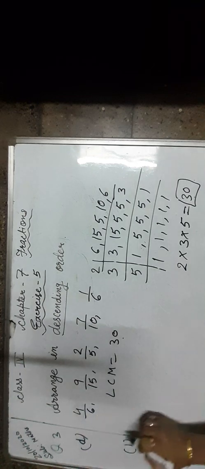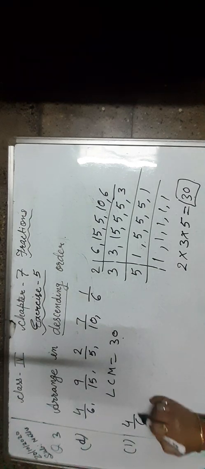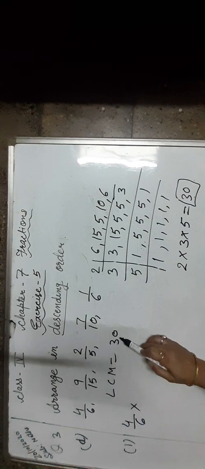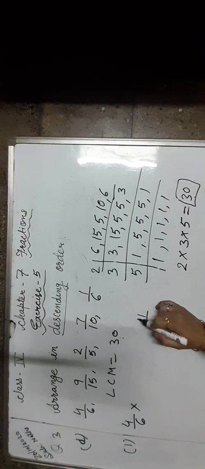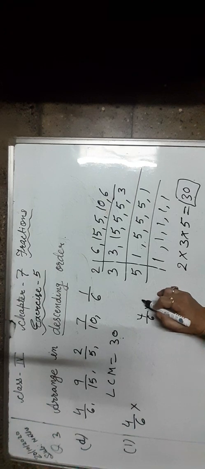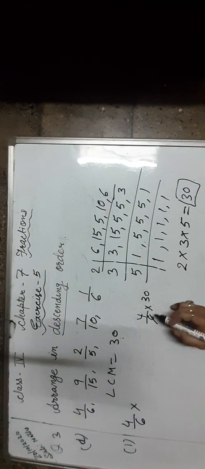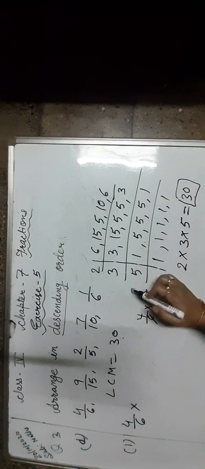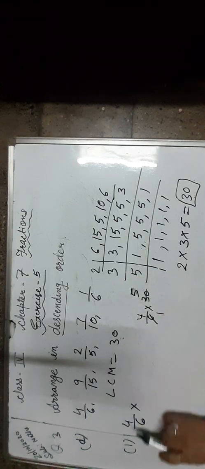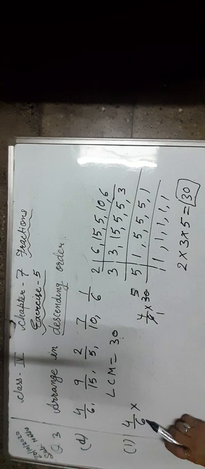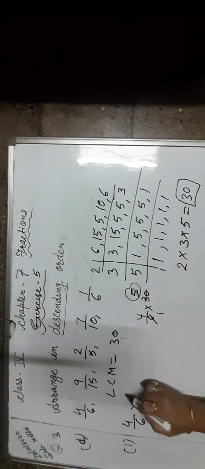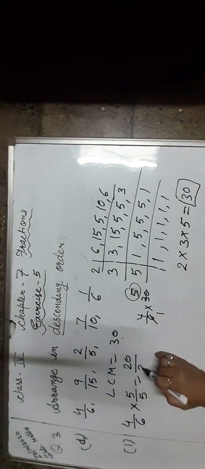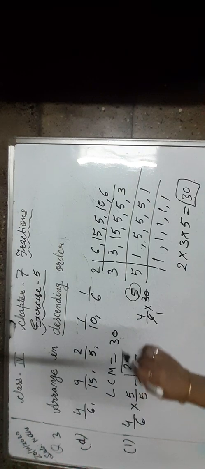Let us take first fraction, that is 4 upon 6. So how much to multiply in 6 to get 30? Let us see 4 upon 6 into 30. If we cancel by 6, 6 1s are 6, 6 5s are 30. So we have to multiply both numerator and denominator by 5 and we'll get 20 upon 30.